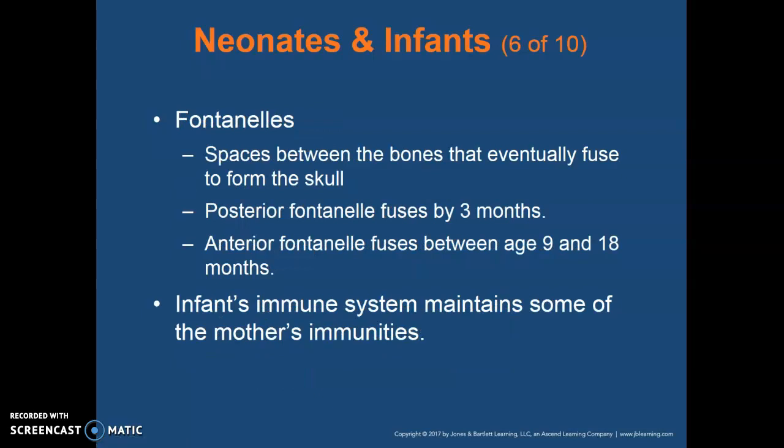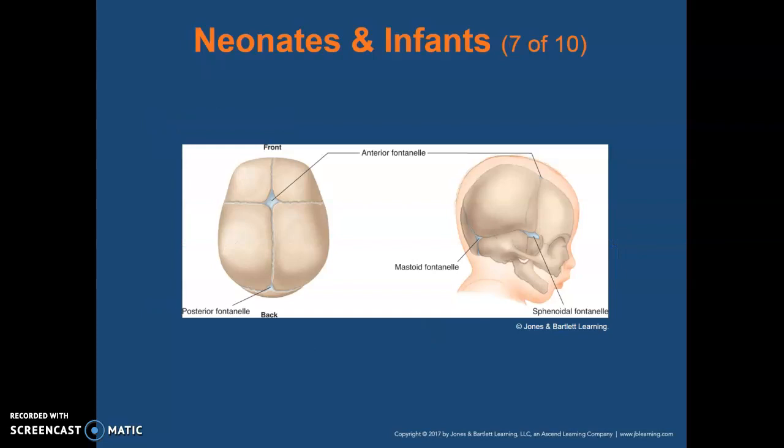The fontanelles. Now, we said that the skull is relatively flexible because it's not fused together. And here's a picture so you can see all of the different bones. In between those, there are soft spots, and that's what we call the fontanelles. There's several different ones, and they all close at different times. The posterior fontanelle that you can see there in the back closes by about 3 months. The anterior fontanelle stays open much longer than the rest of them. It's also the biggest of them, and it fuses between 9 and 18 months of age. Kind of depends on what's going on there.